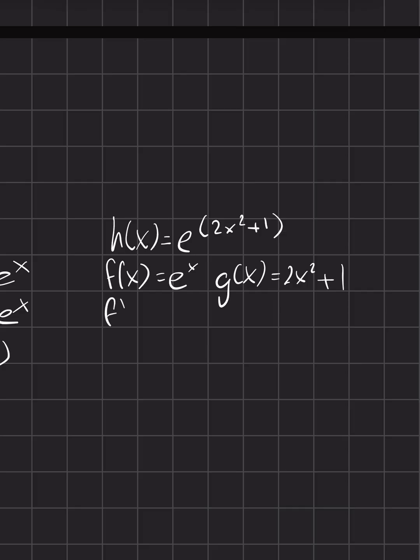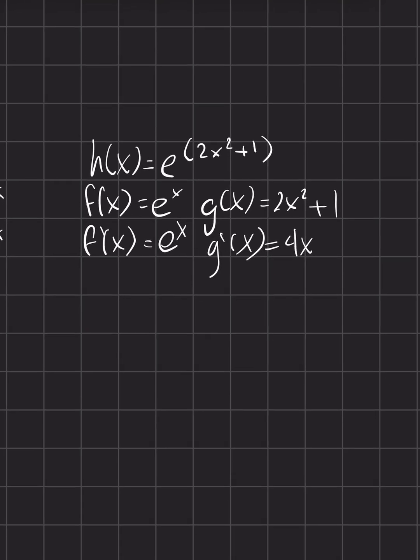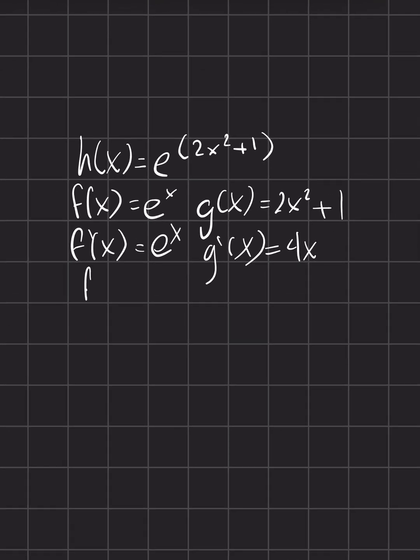Now we can take the derivatives of each part. The derivative of f of x is e to the x. The derivative of g of x is 4x, not plus 1, just 4x. There we go. And now we can apply our chain rule, which, if you remember, is f prime of g of x times g prime of x.